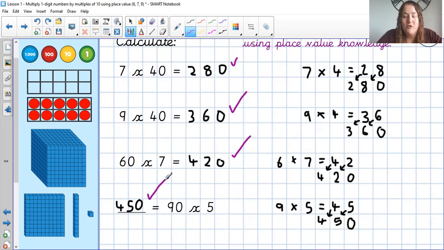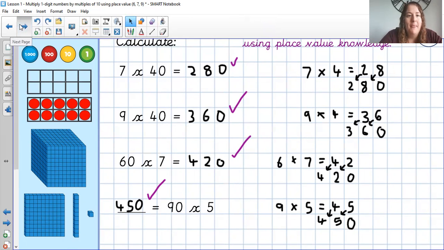Hopefully you're not finding these too tricky and you're seeing the method that we're using to work them out. If you do need to pause the video and rewind it and watch those again, that's absolutely fine. If not, let's go and see what Emmett has done today.